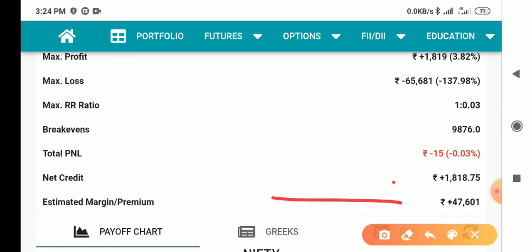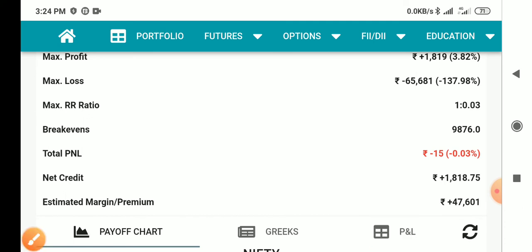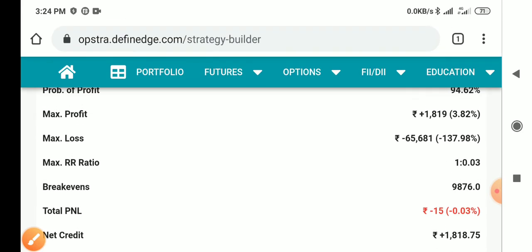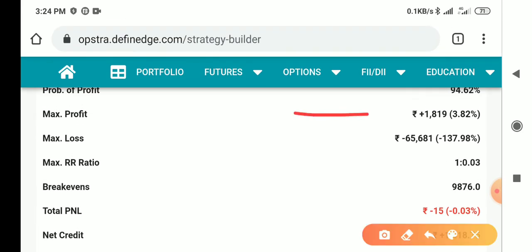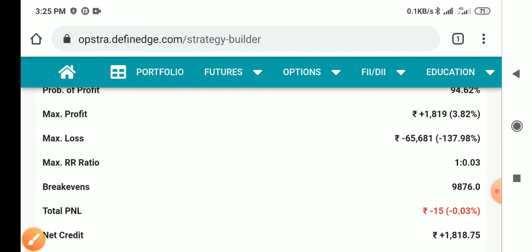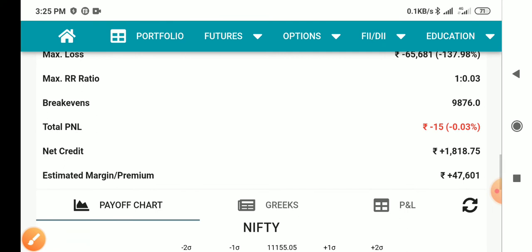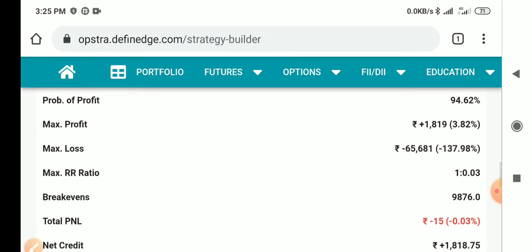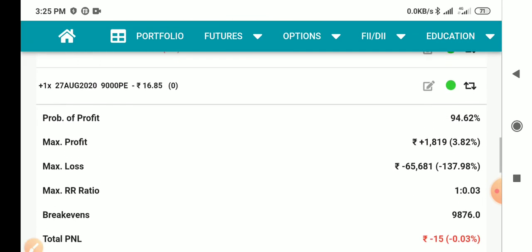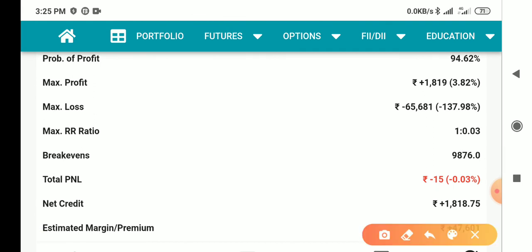Before, it was 80,000 odd. Now it's 47,000 only. Maximum profit is also almost like 3% only. So if you have 80,000, we can go for 2 lots, 2 sets. Maximum loss is 65,000. So don't worry about the loss.